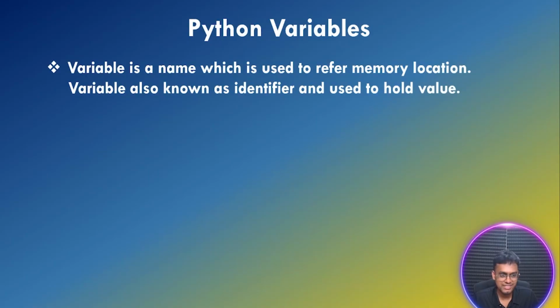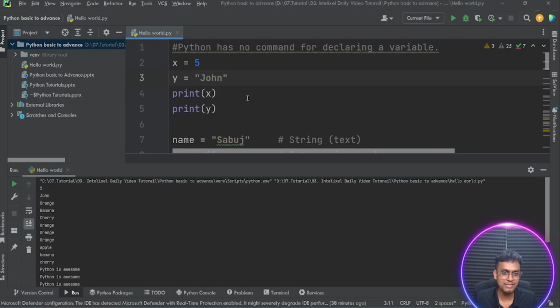Try to understand what a variable is and why we need a variable. A variable is a name which is used to refer to a memory location. A variable is also known as an identifier and is used to hold a value. So this is very important. It refers to a memory location, and it is known as an identifier used to hold a value. Let me give one example so that it looks very interesting.